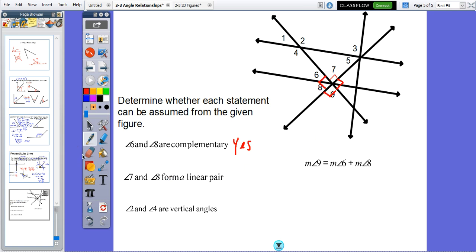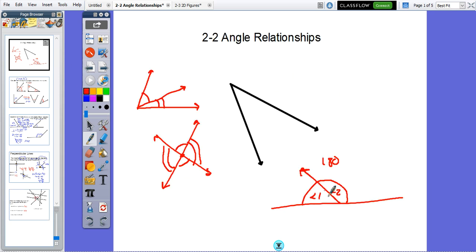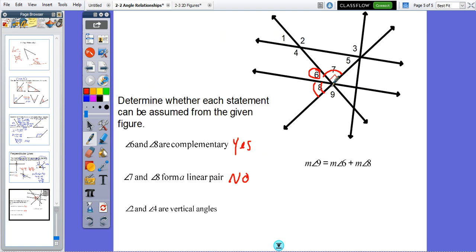Now, is angle 7 and angle 8 a linear pair? So this angle right here and this angle right here, are they a set of linear pairs? The answer is no. They're not, because there's this gap right here. There's this angle 6 that kind of keeps us separated. And like we said, linear pairs are two angles adjacent next to each other. These two angles are not adjacent, so we can't say they're a linear pair.